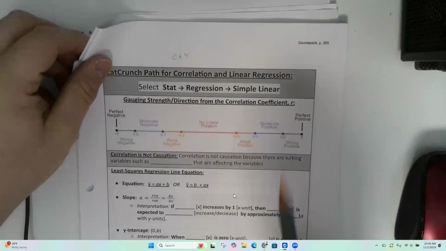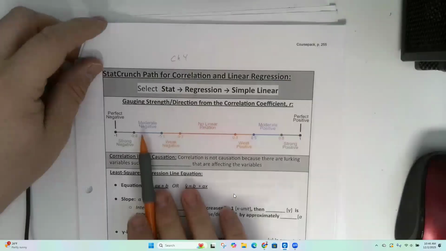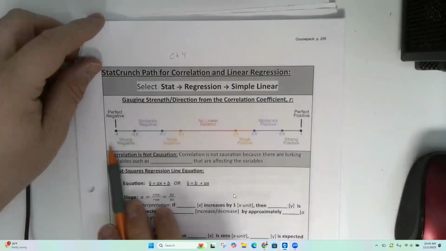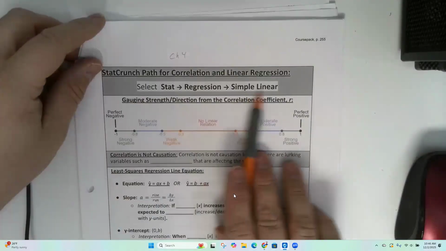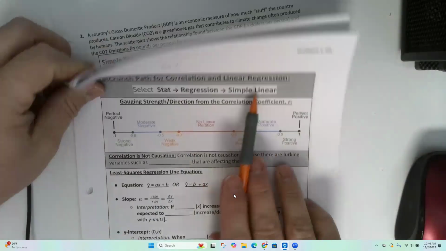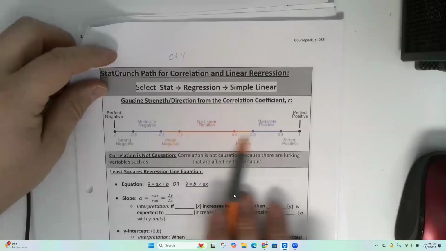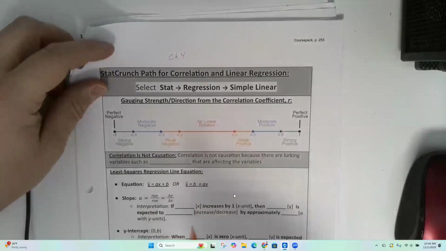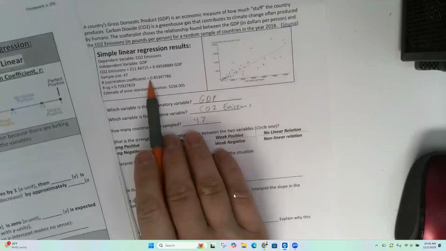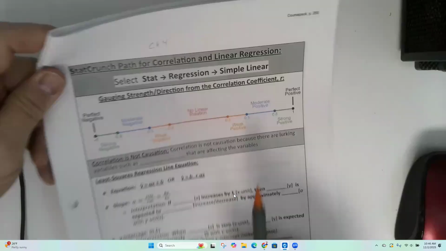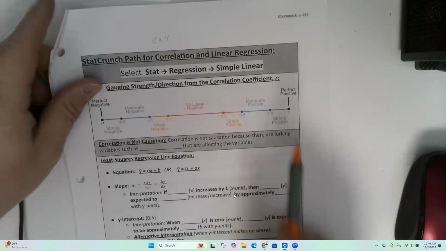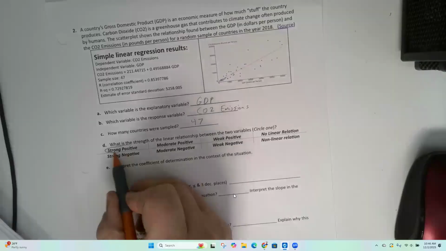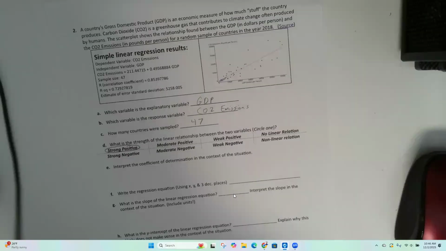Yep. Page 255. This is all the chapter 4 linear regression stuff. They've already done the StatCrunch simple linear regression and got the results. But here is our number line, and we are looking at an r value of 0.85. So 0.8 is right here, 0.85 is in the strong positive area. And that makes sense, right?